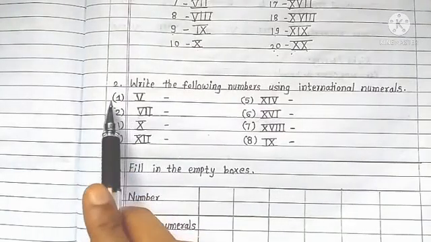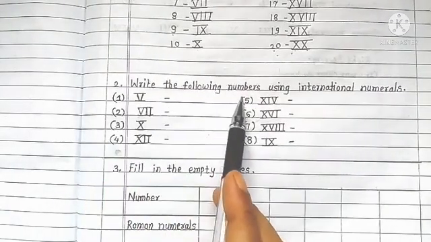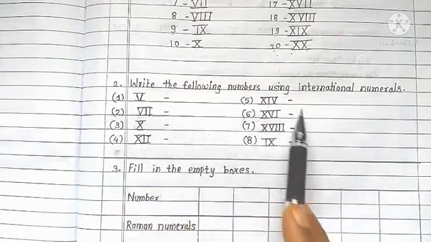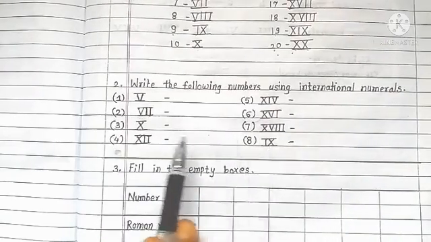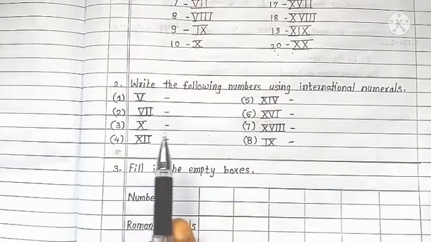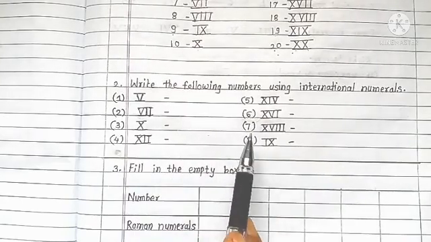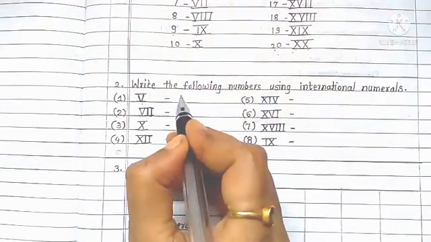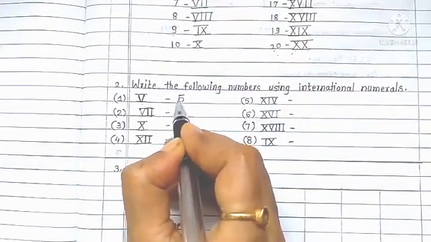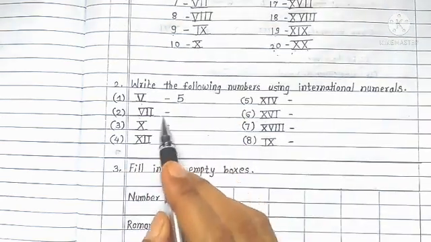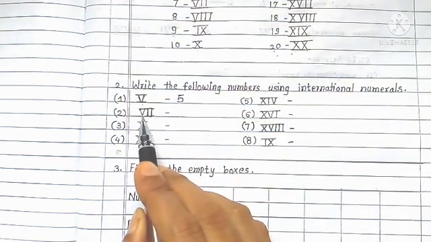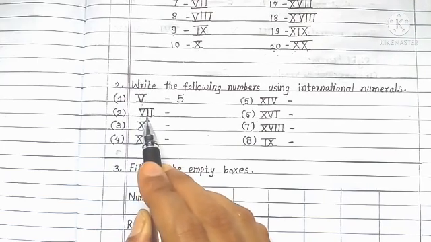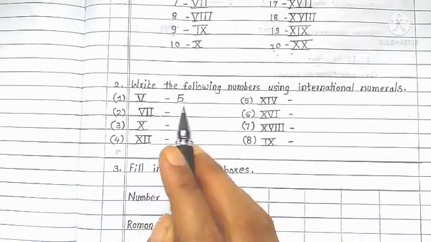Now question number 2. Write the following numbers using international numerals. Means they have given the numbers in Roman numerals, and you have to write them as international numbers. Now V represents 5. So write here the international number 5. Then V means 5 and I means 1. So 5 plus 1 is 6, plus 1 is 7.